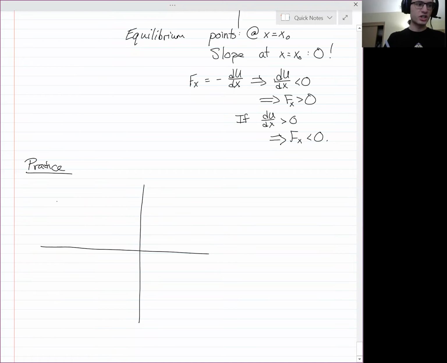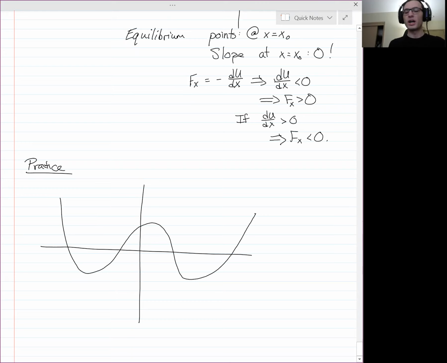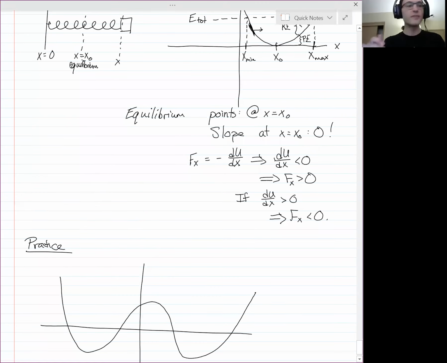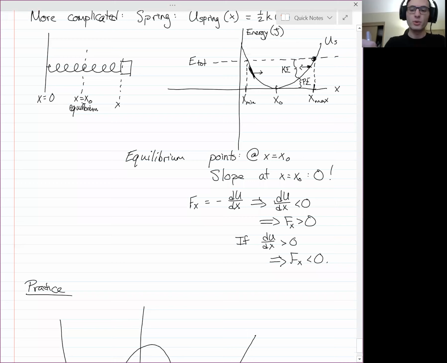I give you a potential energy diagram that looks like this, right? So one more point is that if it's true that the forces point towards equilibrium, like they do here, then we call that a stable equilibrium, i.e. the object will tend to go back to that point.